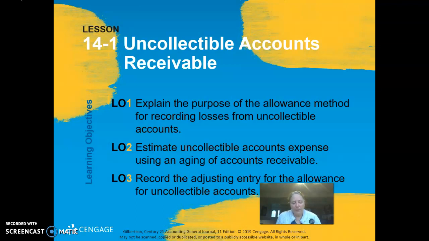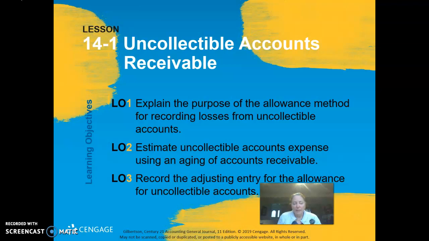So there is a really important principle in accounting that is called matching expenses with revenue. And what that says is that we have to record the risk that they're not going to pay as an expense in the same accounting period as we record that revenue or that sale.